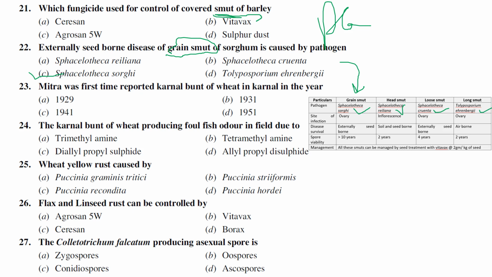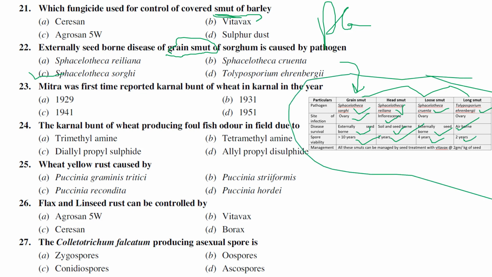The site of infection is generally the ovary for grain smut, loose smut, and long smut, whereas for head smut, it is the inflorescence. For disease survival, grain smut survives as an externally seed-borne pathogen, whereas head smut survives as soil and seed-borne. Loose smut is also externally seed-borne, and long smut is airborne. Spore survival is generally 10 years for grain smut, more than 10 years, between 10 to 13 years. Head smut is 2 years, whereas loose smut is 4 years. Sorry, loose smut is 4 years, long smut is 2 years. This table is very important. If we understand this table, we can answer the questions very easily.